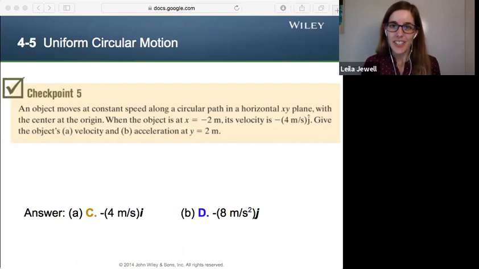So there we have it. That's an introduction to uniform circular motion. We will be seeing it quite a bit. So I encourage you to lean into the turn, right? And let's go with it. That pulls us through the end of chapter 4.